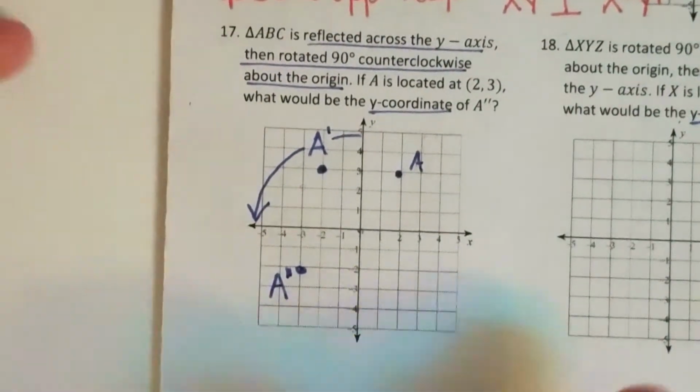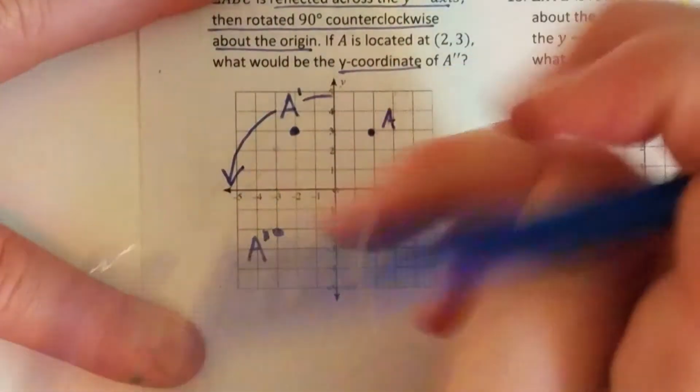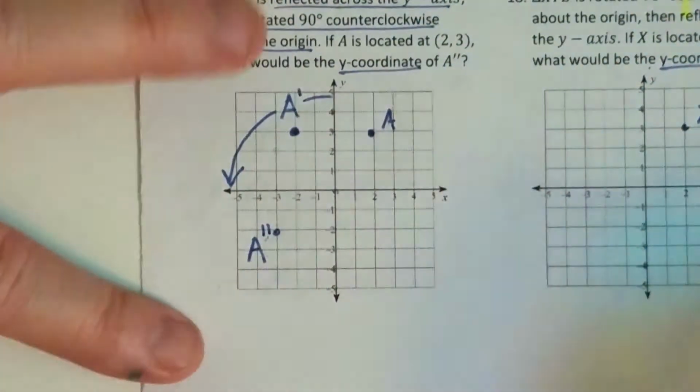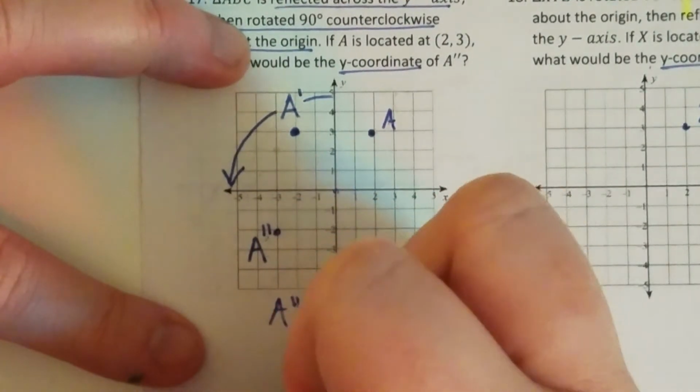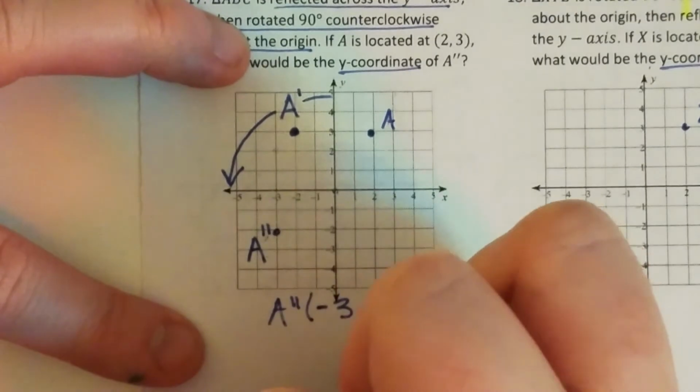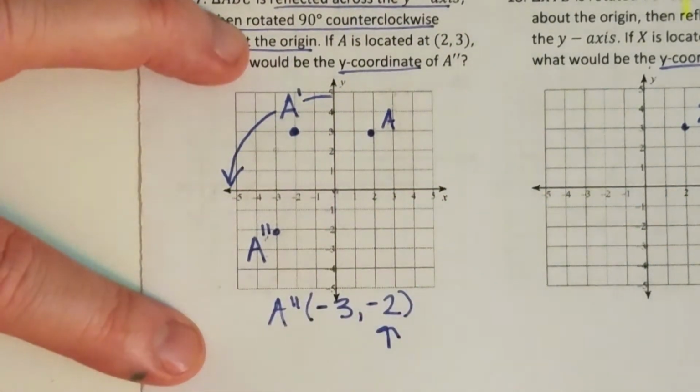All right, and so the coordinates of A double prime, which are not drawn very clearly, so I'm going to fix that. This is A double prime. So the coordinates of A double prime are -3, -2, and the y coordinate in that case would just be -2. So there's your answer.